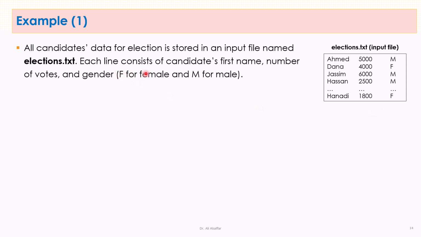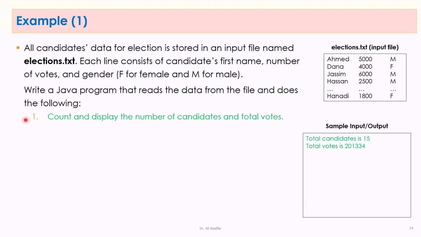Each line consists of candidate's first name, number of votes, and gender, F for female and M for male. So as an example, in the first line, the candidate's name is Ahmed, the number of votes is 5,000, and the gender is male.